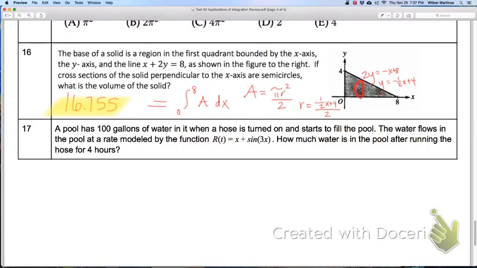Alright, so the answer I got was 16.755. Again, be very careful as you're plugging in the radius into this function and then taking the integral of that. So I believe I did it all correctly. That should be the correct answer.